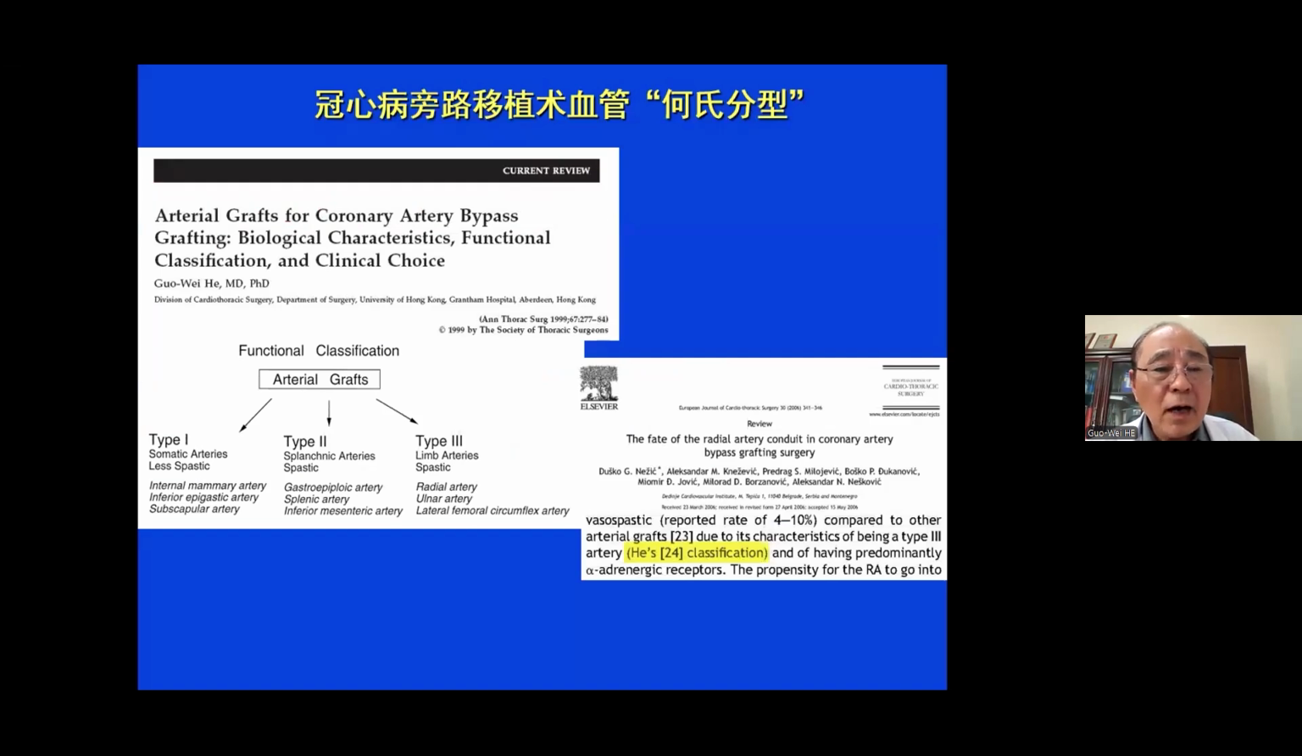Now here is our classification for arterial grafts. We usually use type 1, which is the internal mammary artery for the LAD, and sometimes type 3, the radial artery, for other vessels.